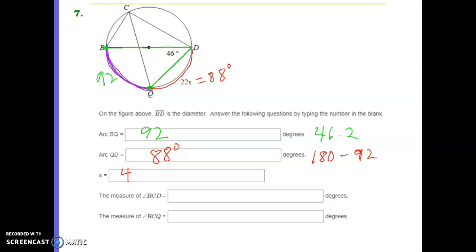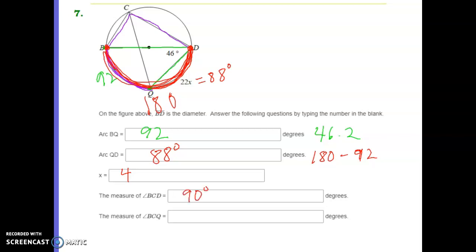Then for the last two, it asks the measure of two angles, the measure of angle BCD. Well, if you look at the endpoints of that inscribed angle, you will see the other side of that is an arc that's 180. So if this arc is 180, half of that is going to be the measure of angle BCD. So BCD is 90 degrees.